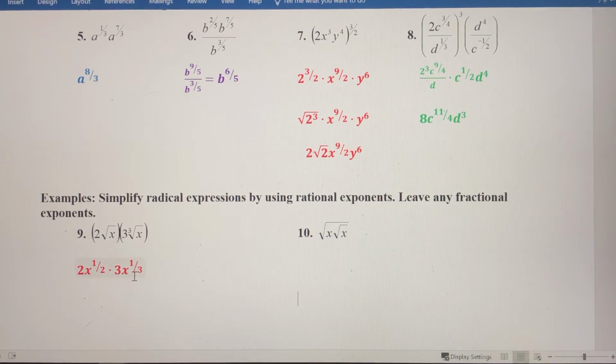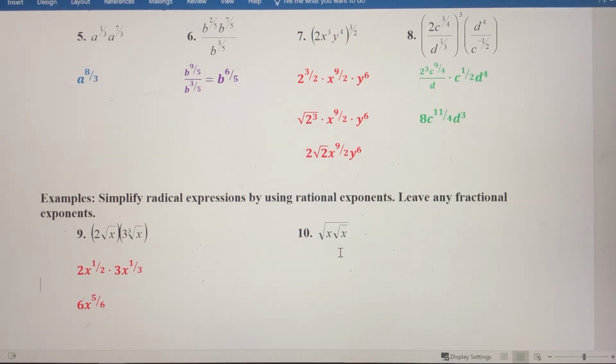X to the 1/2 times x to the 1/3. I have to combine those using addition. So 1/2 would be 3/6, and 1/3 would be 2/6. When I add those, I get 5/6. So my answer is 6 times x to the 5/6 power. If you need to, out to the side, convert these to fractions with a denominator of 6. So 3/6 plus 2/6, that's where the 5/6 comes from.